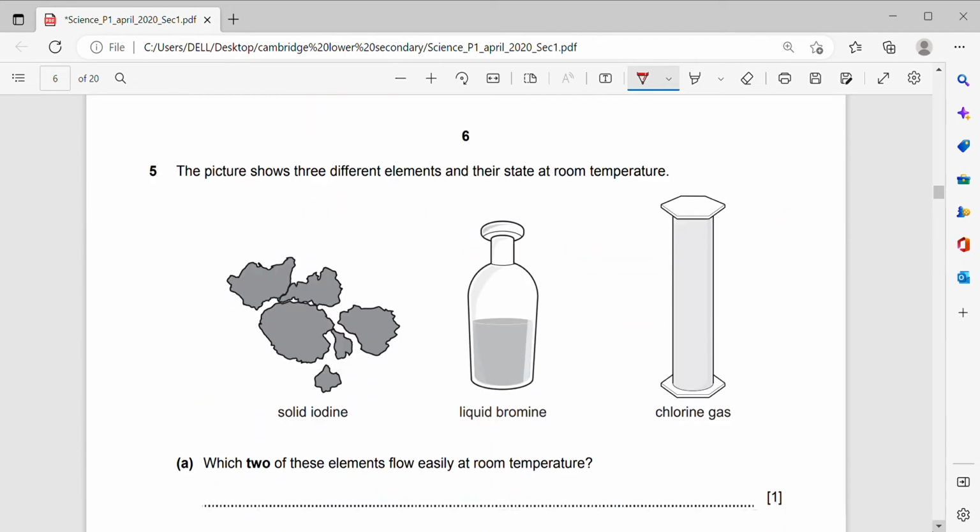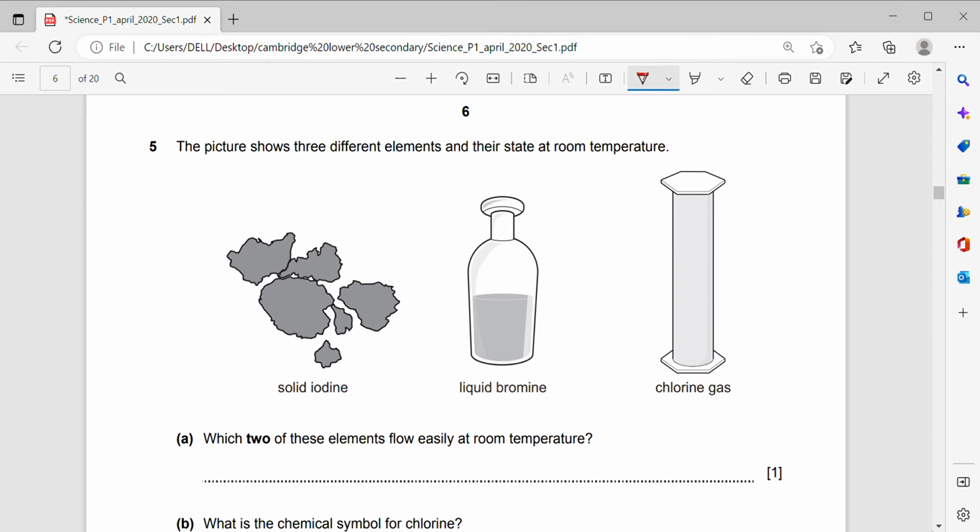Next question. The picture shows three different elements and their state at room temperature. Which two of these elements flow easily at room temperature? We have here solid iodine, liquid bromine, and chlorine gas. The property to flow easily is for the liquids and the gases. So, liquid bromine and chlorine gas, they flow easily.